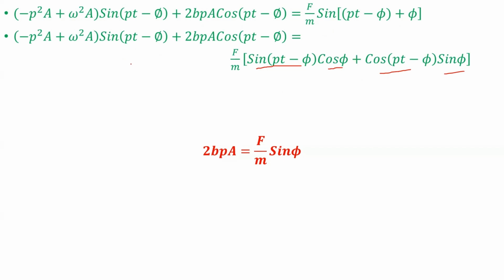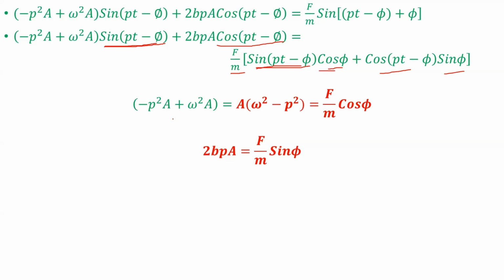Now we can equate the coefficients of sine(pt minus pi) and cos(pt minus pi) on both the sides. So these two equations are equal, which means the coefficients of sine(pt minus pi) and cos(pt minus pi) are equal. The coefficient of sine(pt minus pi) on the left hand side is minus p square a plus omega square a. On the right hand side, the coefficient of sine(pt minus pi) is f by m cos pi.